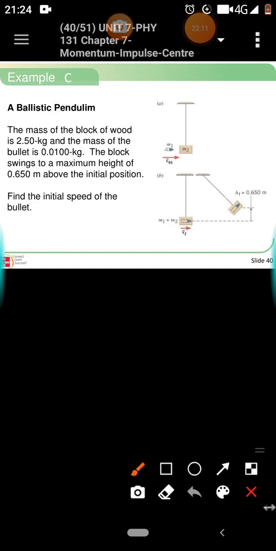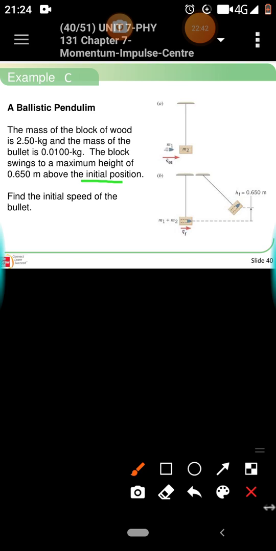So here we're dealing with a ballistic pendulum. Here we are given the mass of the block of wood, 2.5 kg, and the mass of the bullet, which is 0.01 kg. So the block swings to a maximum height of 0.65 meter above the initial position. So above the initial position.